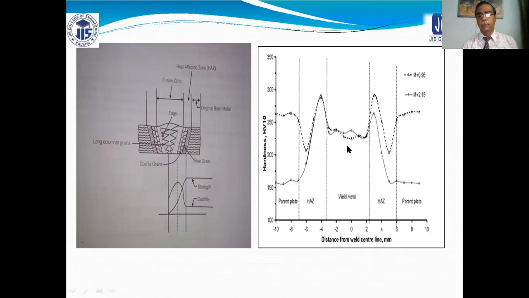In the weld zone, there may be slow cooling in that area, so the hardness is less than the heat affected zone.